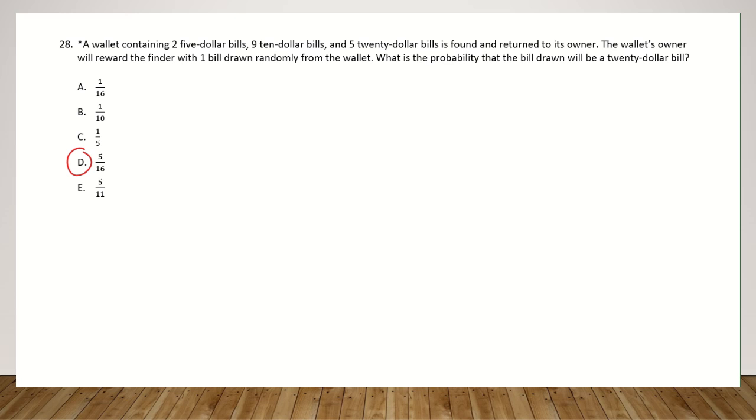So we want the probability that the bill will be a $20 bill. There are 5 $20 bills to choose from. And if we add up 2 5s plus 9 10s and 5 20s, we know that there are 16 total bills, 5/16.